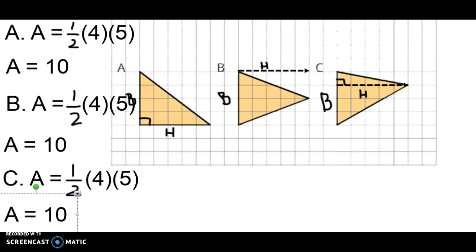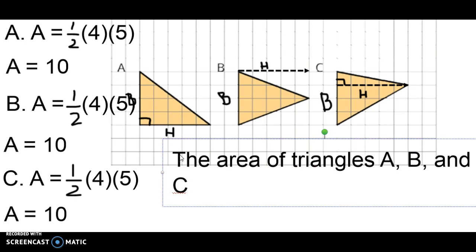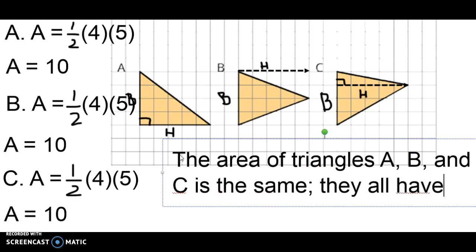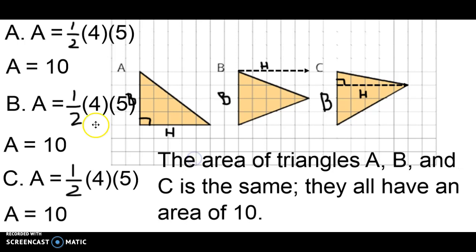So guys, the area for all three of these is exactly the same. So I can't really answer the question. What I need to say is the area of triangles A, B, and C is the same. They all have an area of 10. So none of them has an area that's any greater than the other, even though they all look slightly different.